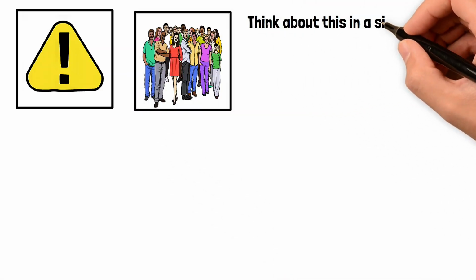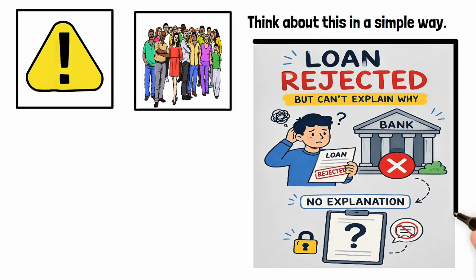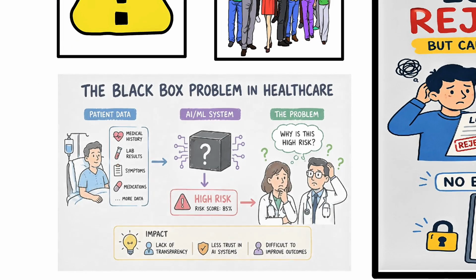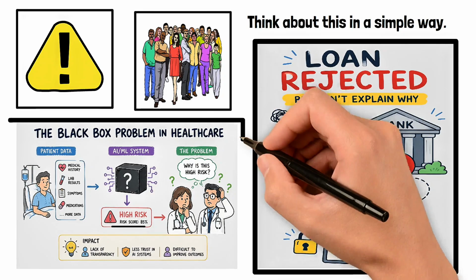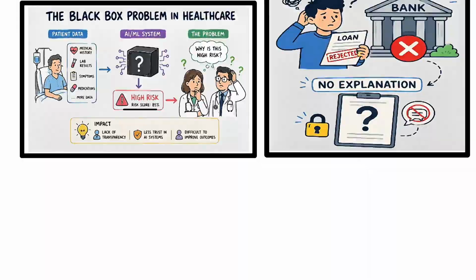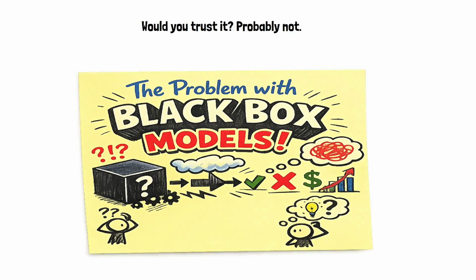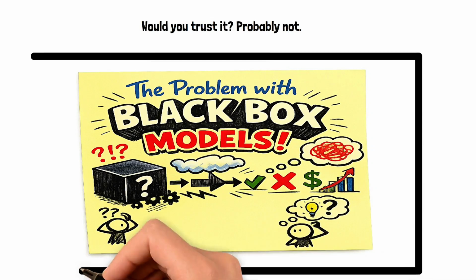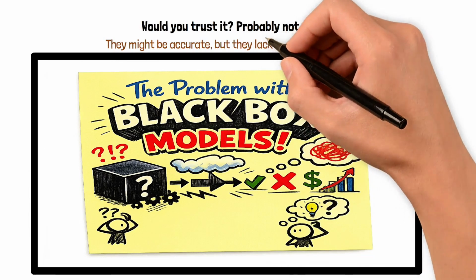Think about this in a simple way. Imagine a bank rejects your loan application, but can't explain why. Or a healthcare system predicts a high risk for a patient, but doctors don't know what factors led to that prediction. Would you trust it? Probably not. This is the problem with black box models, systems that produce outputs without clear reasoning. They might be accurate, but they lack transparency.